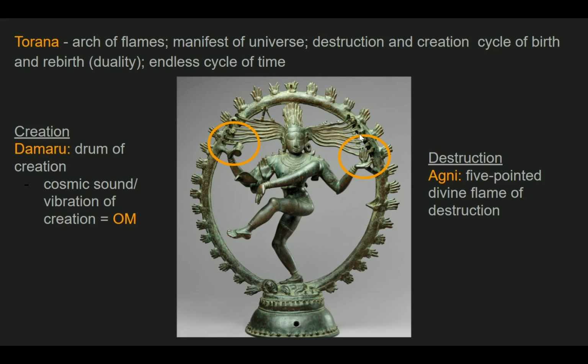And then on the other side, the opposite but complementary, is the Agni. And this is the five-pointed divine flame of destruction, which we see again around the Torana. But he's holding these symbols of creation and destruction to reinforce this message to a primarily illiterate people. So they would understand all these symbols and be able to consider and meditate on these ideas in their worship of Shiva.